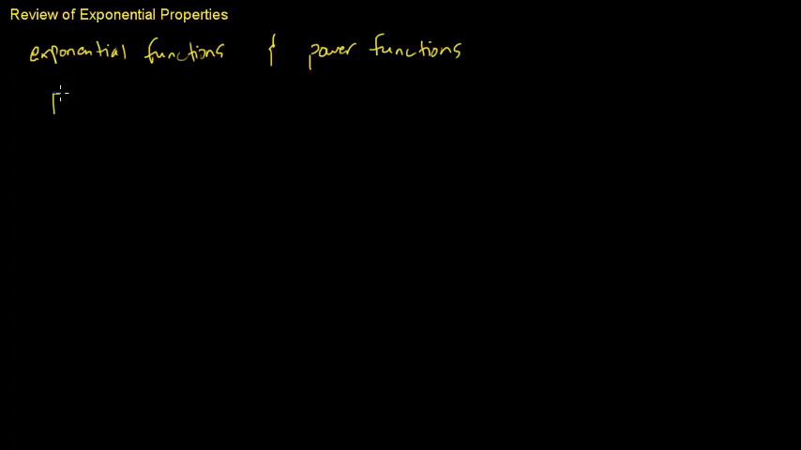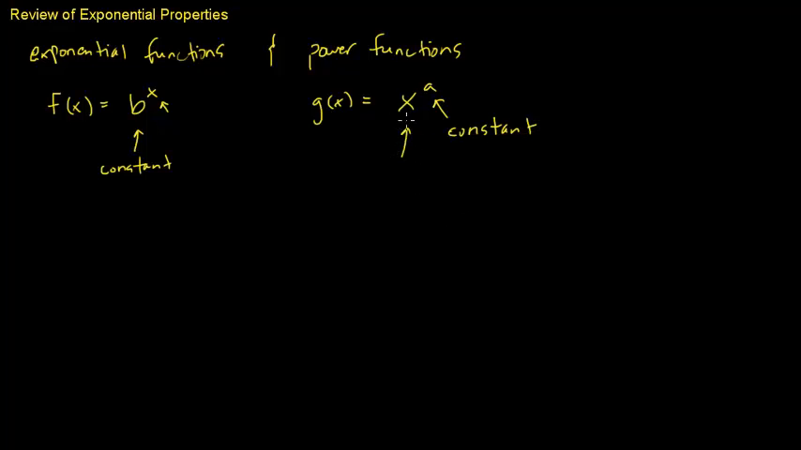So an exponential function has something like f of x equals b to the x, where this base is a constant and the variable here is in the exponent. And a power function is something like g of x equals x to the a, where now the exponent is constant and it's the base that's the variable, and the input is the base. So everything I'm going to show you works for either type of exponent, but the functions themselves are very different.